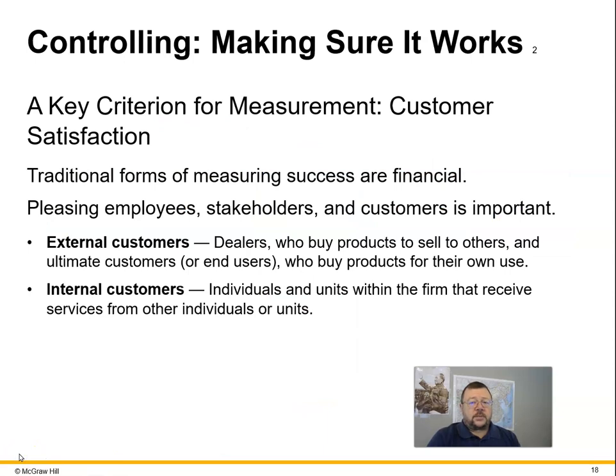Customer satisfaction is part of that control function. Traditional forms of measuring success are usually financial. We need to please the employees, the stakeholders, and the customers as well. So we've got external customers and we've got internal customers.